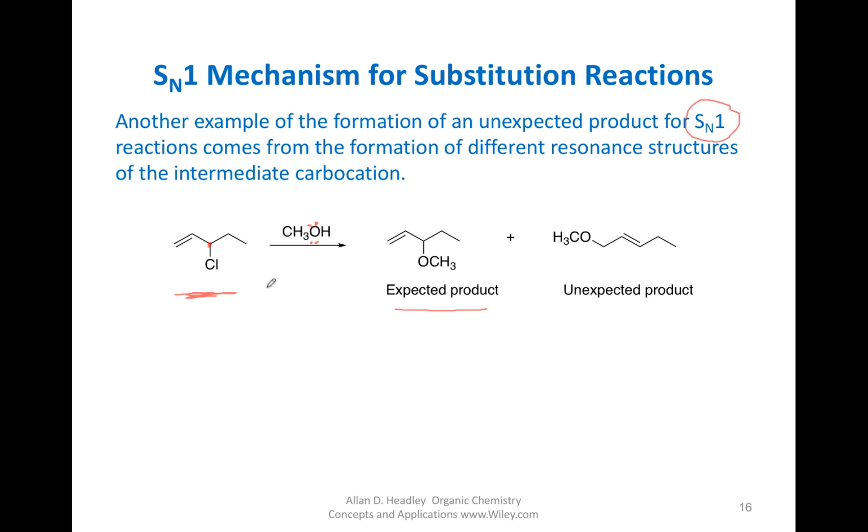This is expected because, as you can imagine, if this leaves with its bonding electron to get Cl minus, this OCH3 can bond right here to get this product. This is unexpected though, because notice the OCH3 is not bonded to this carbon. So doing the analysis, or the observation, this OCH3 seems to be bonded to this carbon. The question is, how does that happen?